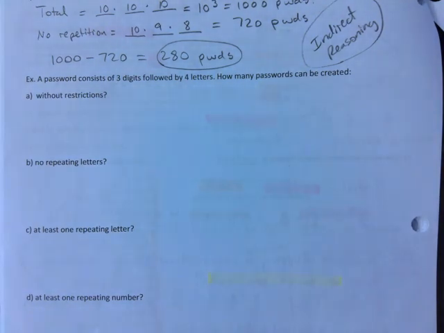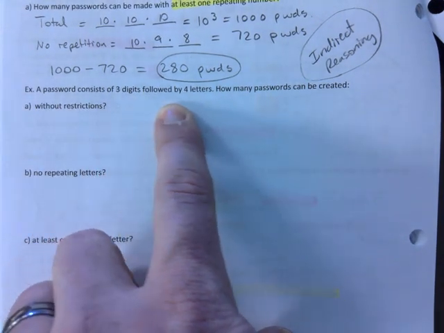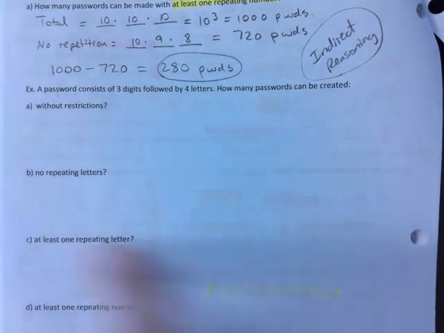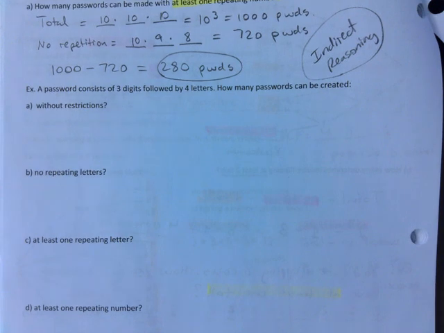Actually, I'm going to ask you to take a break from listening to me the whole time. Page 41, A to D. See if you can answer some of them. I'm quite confident you could answer quite a few. On page 41, where it says a password containing 3 digits followed by 4 letters, how many passwords could you create? Just give it a try before I get going. All right.